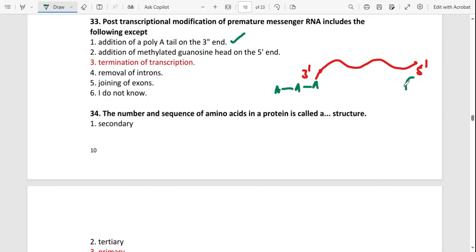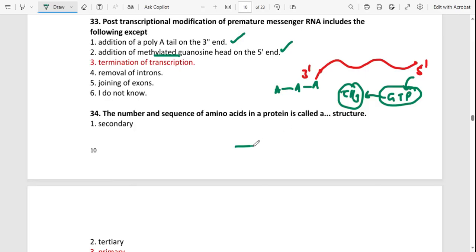At the 5' end, we add what we call guanosine triphosphate. So I've got a 5' guanosine triphosphate cap. But to this same guanosine triphosphate, we quickly add a methyl group on the 7th position. So this is actually known as the 7-methyl guanosine triphosphate cap. So addition of a methylated guanosine cap, that's also true.